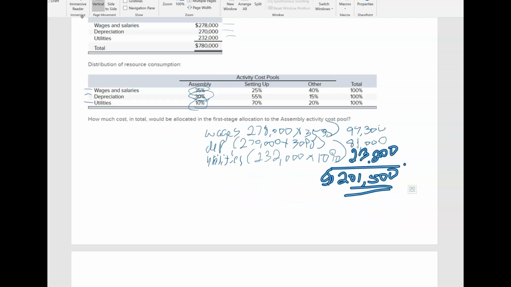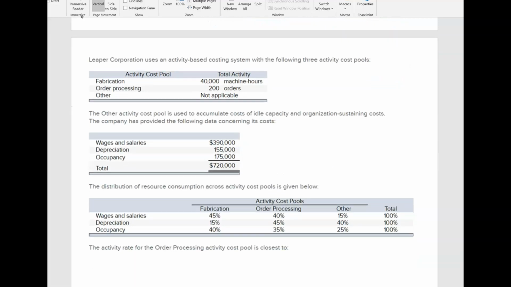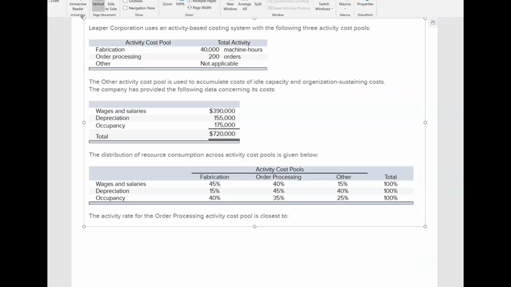Okay, 19 is similar to this one. I didn't tell you when we start chapter 7. That one starts chapter 7. Okay. Now, this is number 19 right here, and we want the activity rate for the order processing activity cost pool.